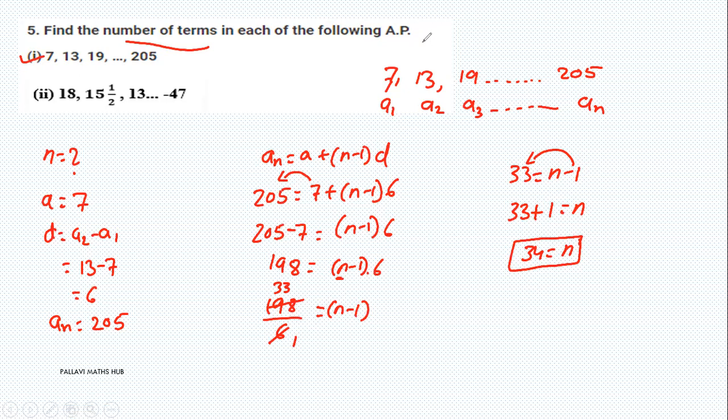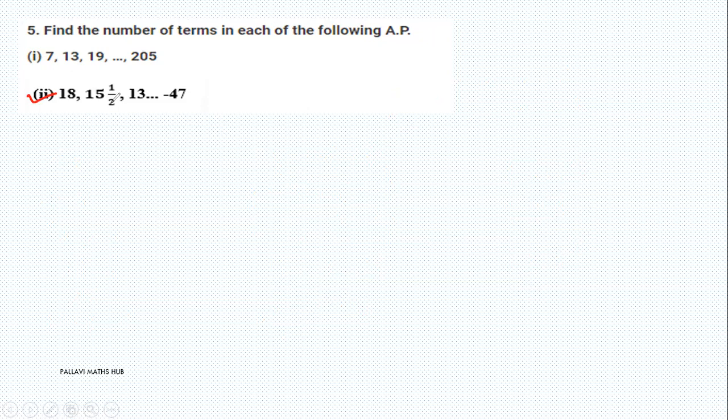Now, the second question. 18, 15 1 by 2, 13 continues up to minus 47. I'm writing here 18. Now 15 1 by 2 is a mixed fraction. Write it as an improper fraction. So what is the fraction? 15 twos are 30, plus 1, 30 plus 1 is 31 by 2. Instead of 15 1 by 2, I will write 31 by 2, comma, 13 goes up to minus 47.